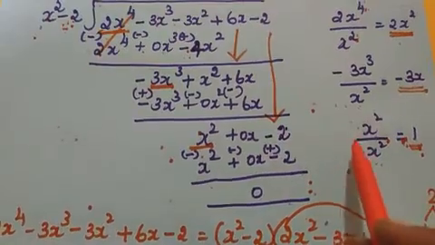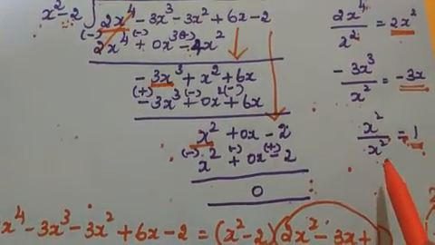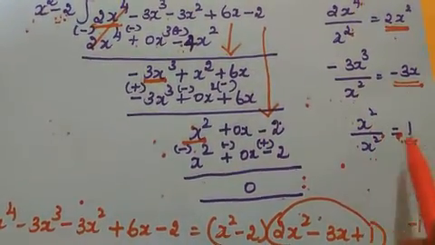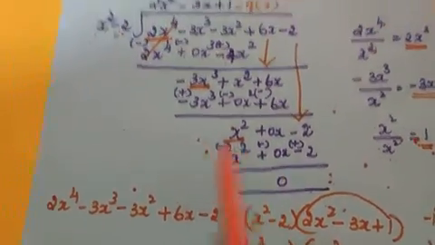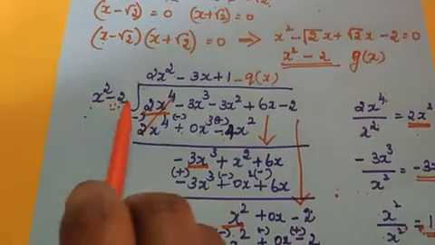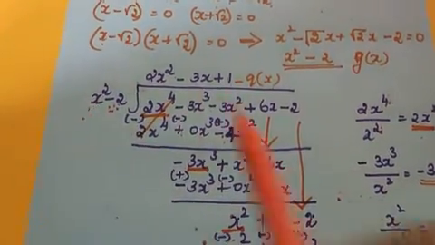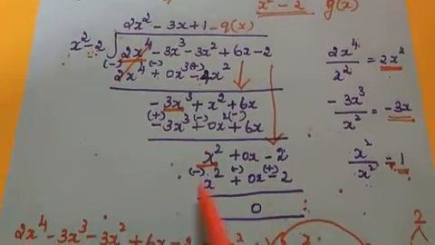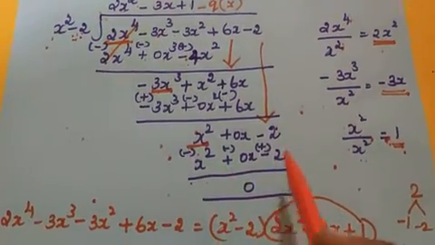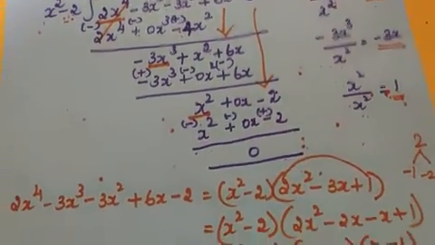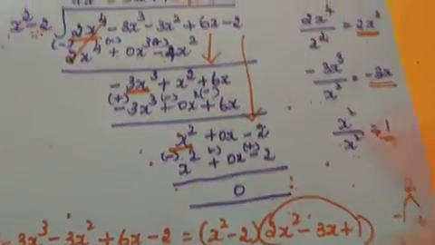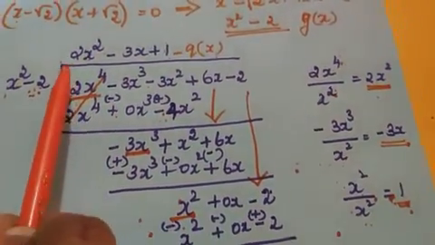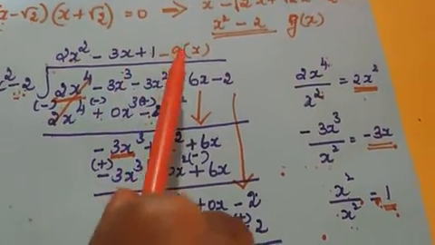So x squared will be divided by the first term of the divisor x squared. So x squared divided by x squared, the value is 1. Now we have to multiply with the divisor. So 1 multiplied with the divisor, so x squared minus 2. So automatically if you change the sign, it becomes 0. Now we got the remainder. Now we have to find out the rest of the 2 zeros. Now we got the quotient, that is 2x squared minus 3x plus 1.